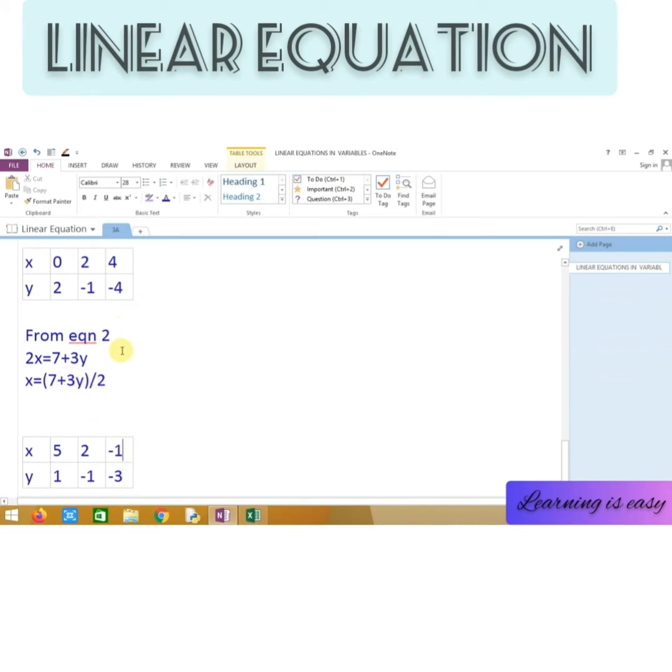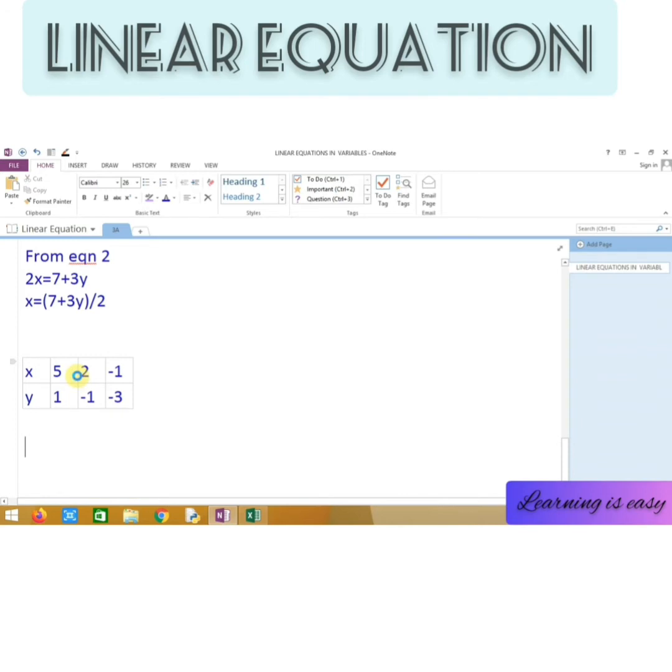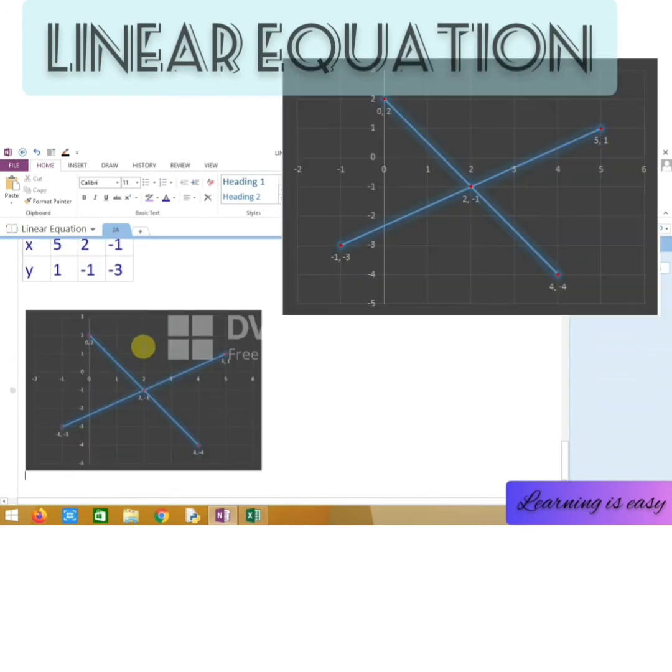So when the value of y is minus 3, then the value of x is minus 1. So it is making the solution as 2 comma minus 1. That's the place where the lines intersect.